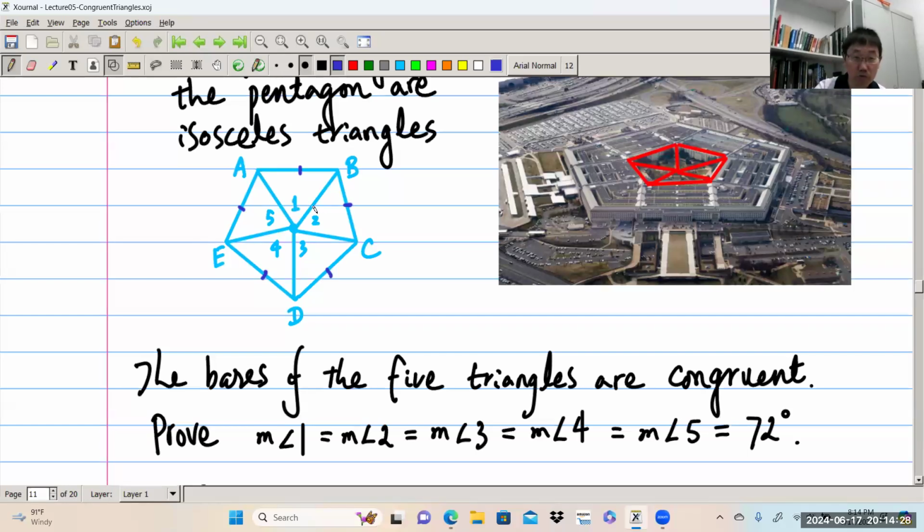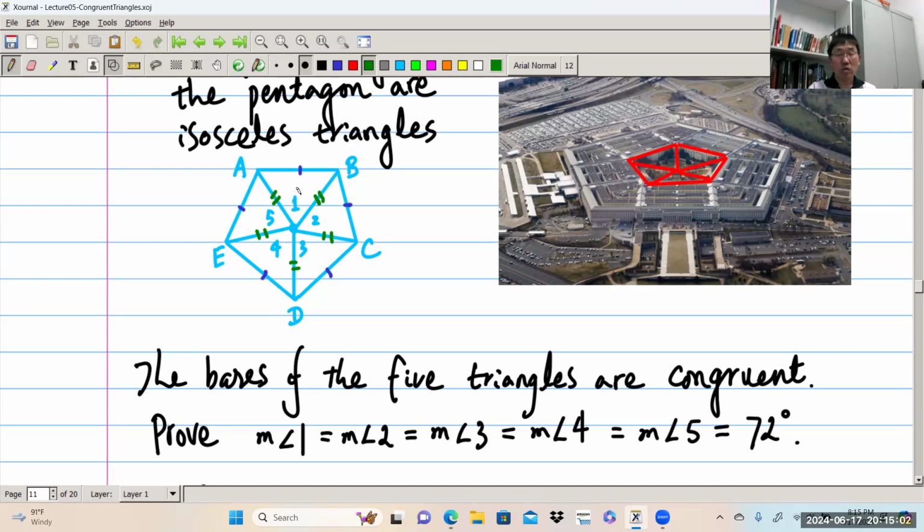So how to prove these 5 angles are congruent? Keep in mind, these 5 small triangles are isosceles triangles with those sides as their legs. For example, in this triangle, these 2 sides are the 2 legs, and AB is the base. Similarly for the others. Can you see this now? So what's your hypothesis here?